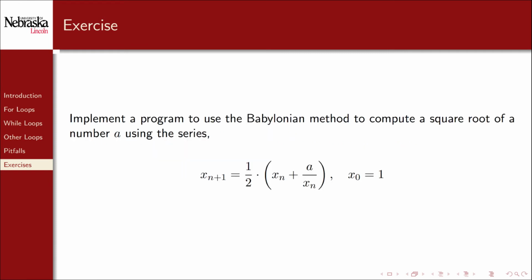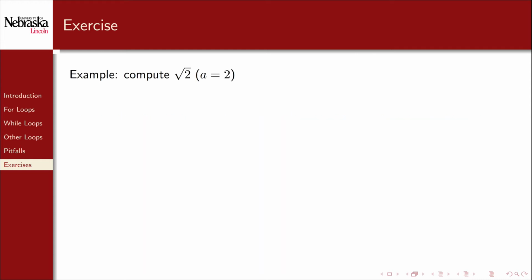Here's a more math-oriented exercise. Let's implement a program to use the Babylonian method to compute the square root of a number a using the following series. We'll start the series at x of 0 equals 1. Then each subsequent value will be 1/2 times the sum of the previous value plus a over the previous value. To understand that, let's look at an example.